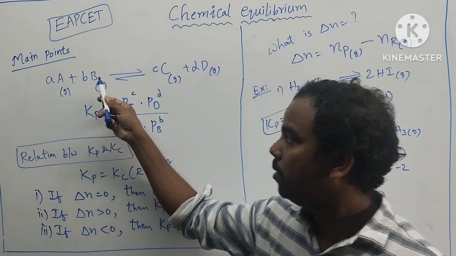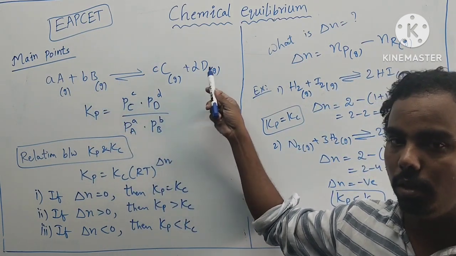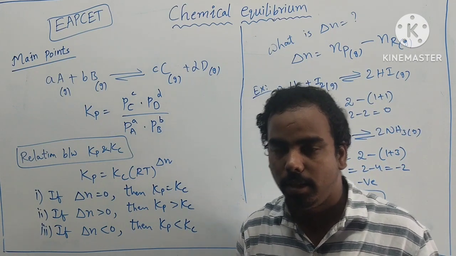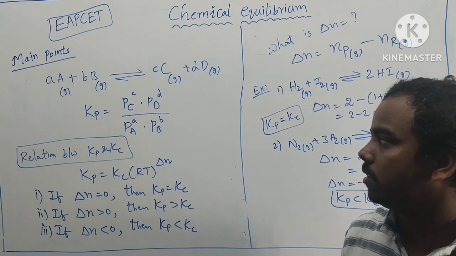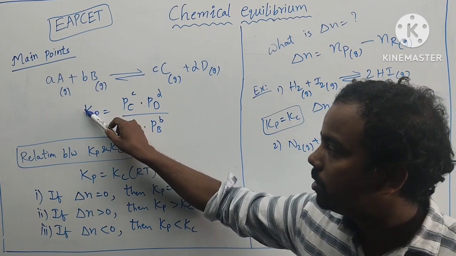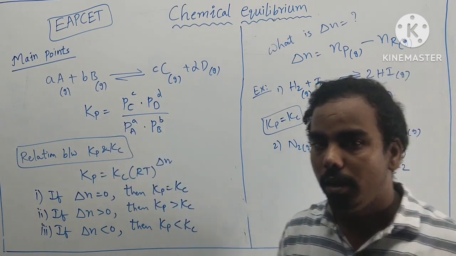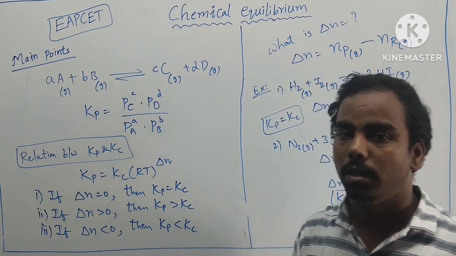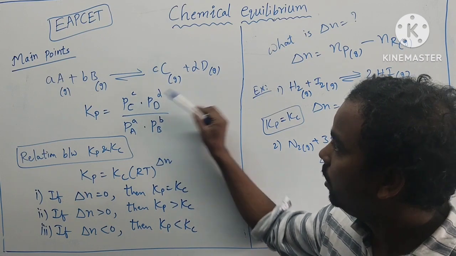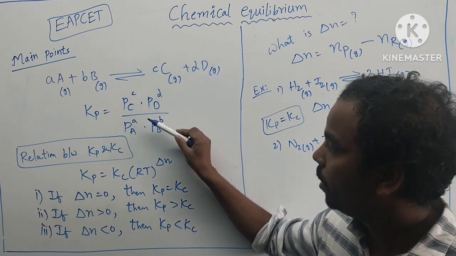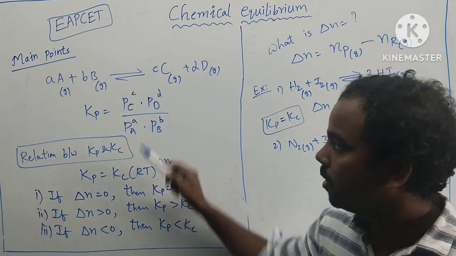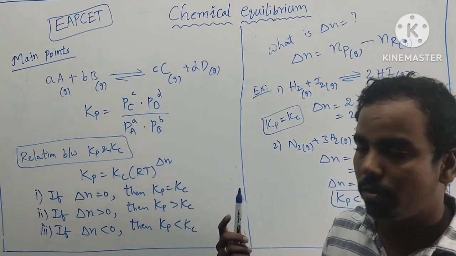a moles of A plus b moles of B in equilibrium with c moles of C and d moles of D. So Kp is applicable only for gaseous reactants and products, that means gaseous reactions. Kp means equilibrium constant in terms of pressure, Kc means equilibrium constant in terms of concentrations. So in terms of pressure, Kp is Pc power c into Pd power d by Pa power a into Pb power b. Stoichiometric coefficients are raised as powers only.